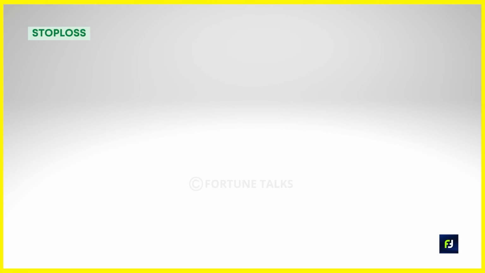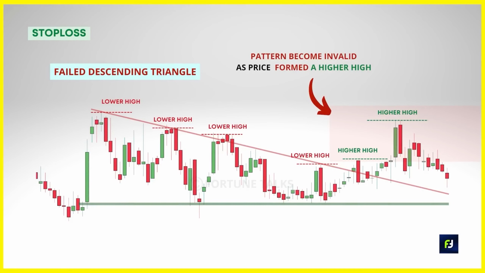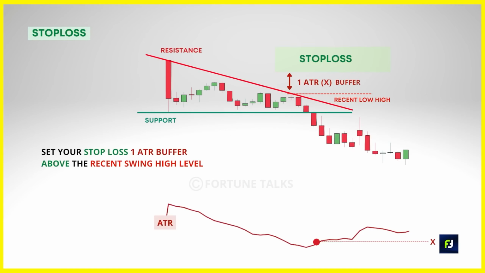Now, what about the stop losses? Straight away ask yourself, the point where the descending triangle pattern gets invalidated is when the price moves and closes above the most recent swing high level. So a good stop loss would be above the most recent swing high level, and if you would like to be even safer, give it some buffer like 1 ATR and set it above the recent swing high.